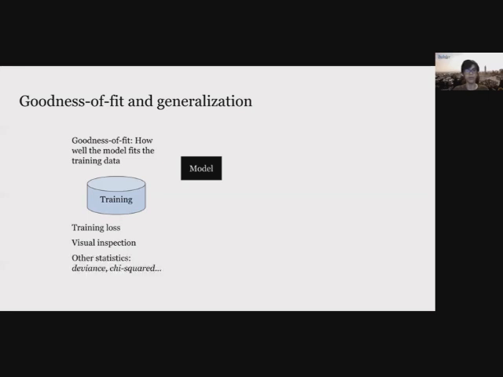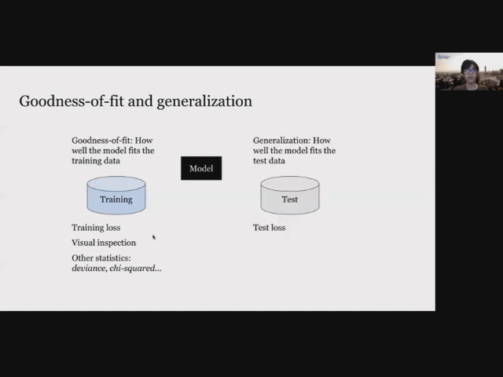A third thing you might do is to use other statistics to try to quantify how well the model fits data. Some of these statistics are deviance and chi-squared. We don't have to worry about them too much in the context of this class. It's just good to know that these exist. We might talk a little bit more about them in a future video.